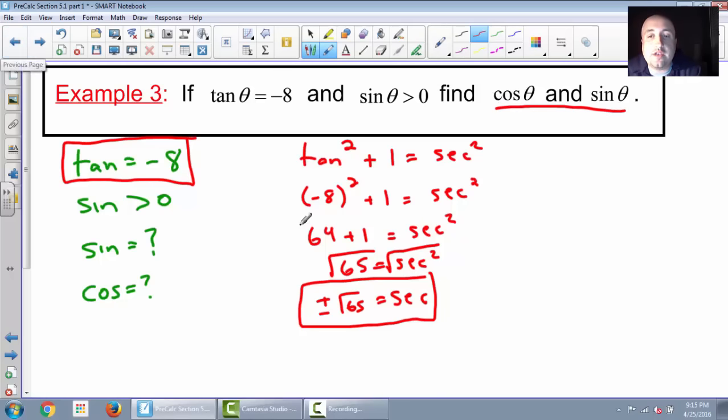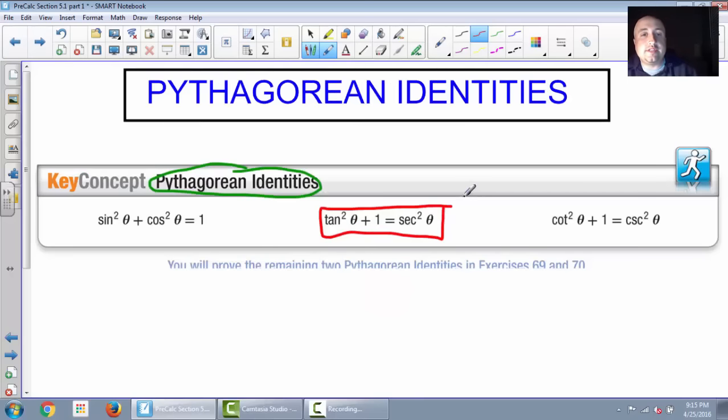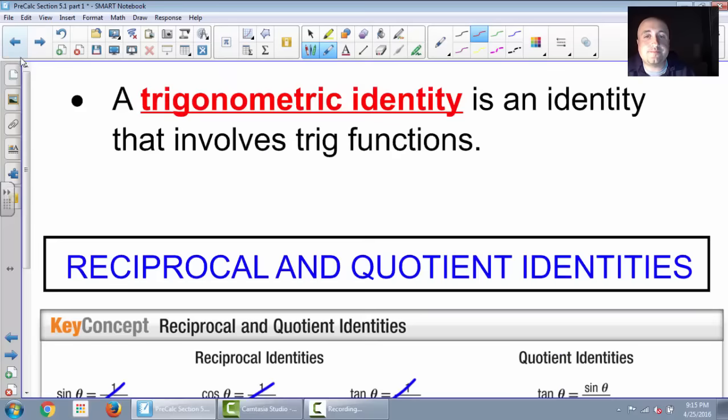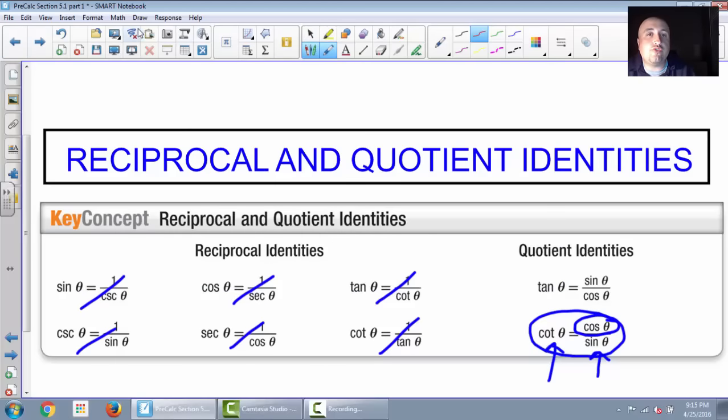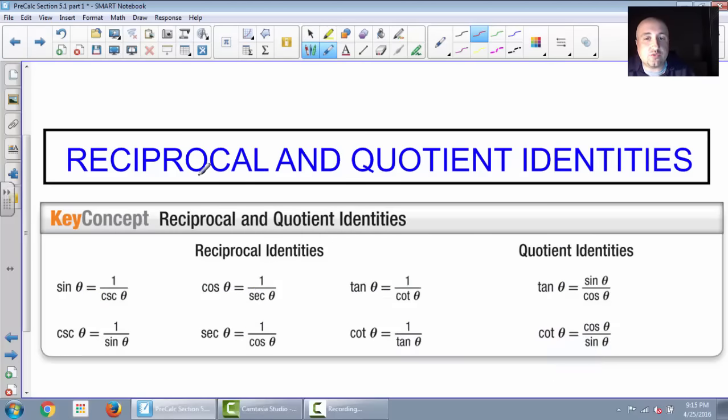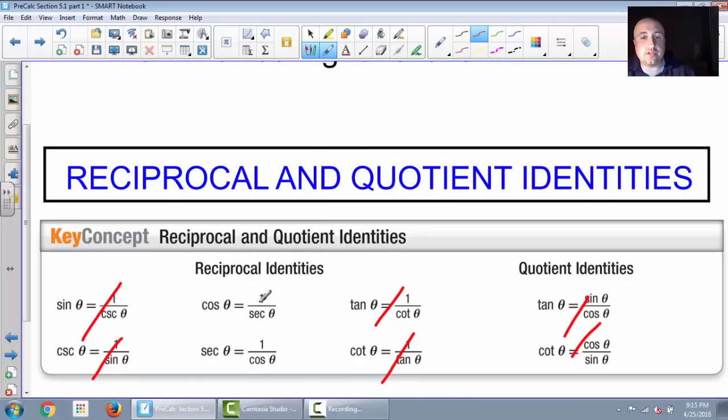All right, so now we have secant, we should be able to find cosine and sine. So let's go back here. There's no other Pythagorean identity that deals with secant other than the one we just used. So let's go back to our first table, and we're going to look for an identity that deals with secant that will be able to give us some other trig function. Neither of these deal with secant. These are the only two that deal with secant.